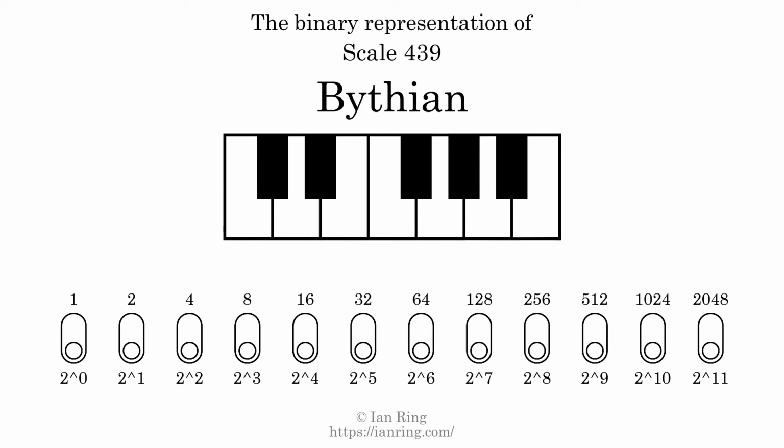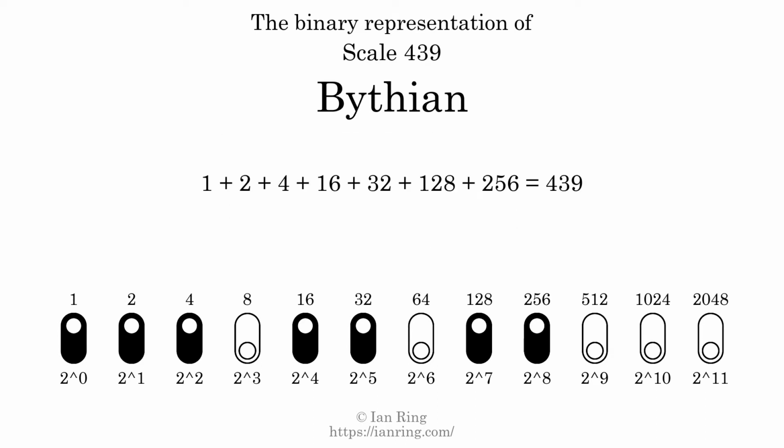The binary representation of this scale is determined by mapping tones of the scale to binary digits. Each binary digit represents a power of 2. To get the scale number, we add the powers of 2 together. The powers of 2 that are present in the scale, all added together, equals 439. That is why the scale number, in decimal, is 439.